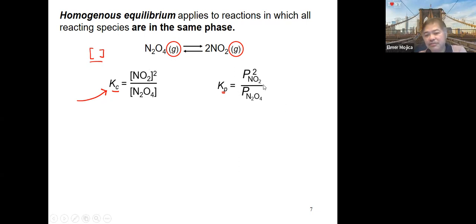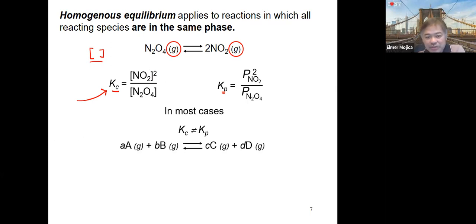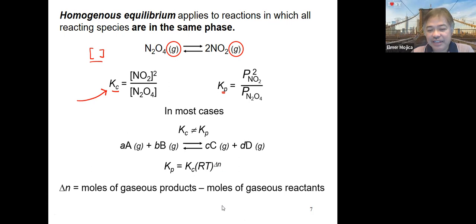Kp is equal to the ratio of the partial pressure of the products over the partial pressure of the reactants. But Kc is not equal to Kp. The relationship between the two is this one, wherein Kp is equal to Kc times (RT) raised to the delta n. And you define delta n as the total number of moles of gaseous product minus the total number of moles of gaseous reactant.